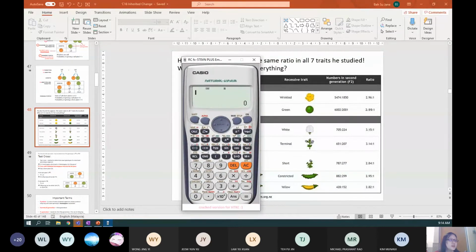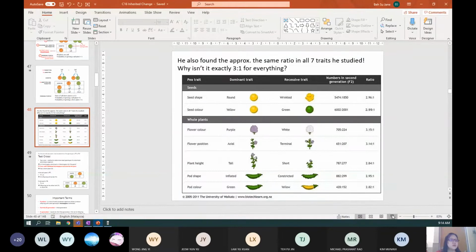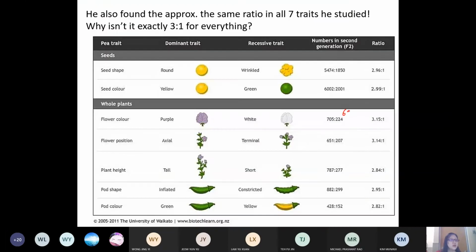So the observed again is 705 plus 224. This is the total number, and to find the expected one, we just divide it by 4. So it's 232. 697 to 232. This is exactly 3:1.